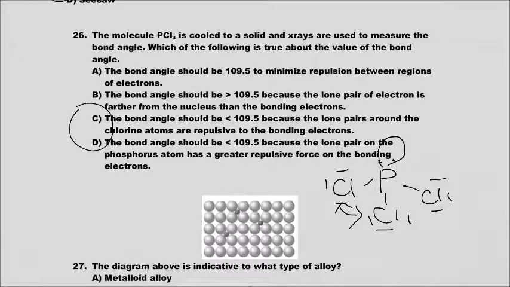We need to carefully read these. The bond angle would be less than because the lone pairs around the chlorine atoms are repulsive. It's not that it's the lone pairs around the chlorine atoms, it's that the lone pair on the phosphorus atom has greater repulsive force. So D is stated the best. We want to pick D. All right, 27.